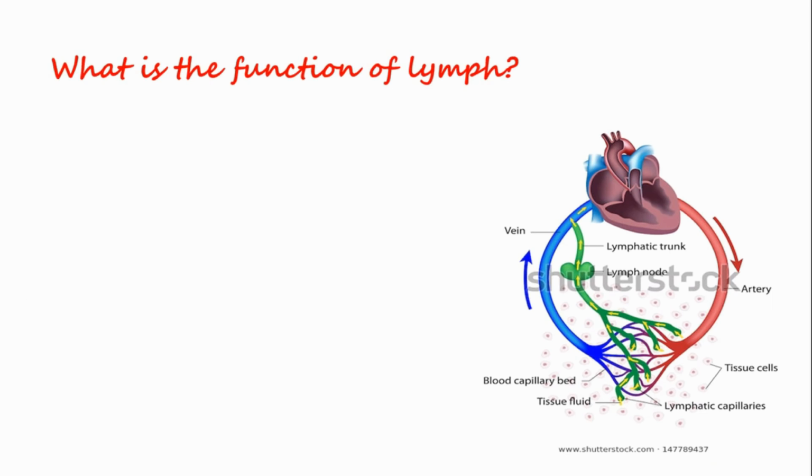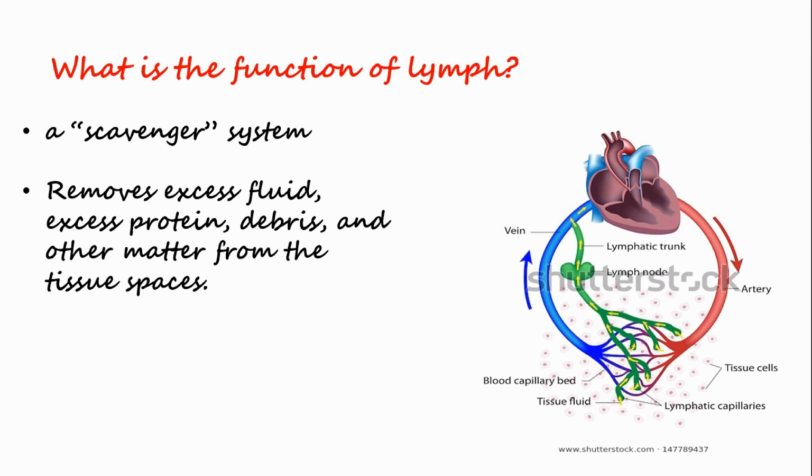What is the function of lymph? The lymphatic system is a scavenger system. It removes excess fluid, excess protein molecules, debris, and other matter from the tissue spaces. Lymph vessel walls automatically contract and pump the fluid into the blood circulation.